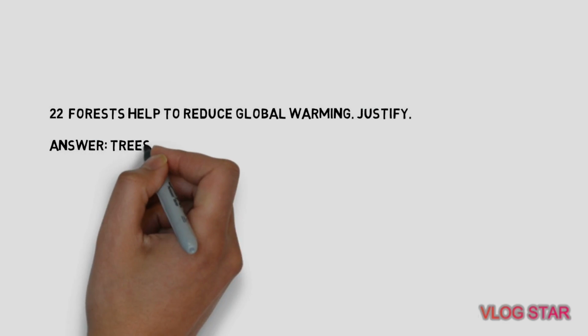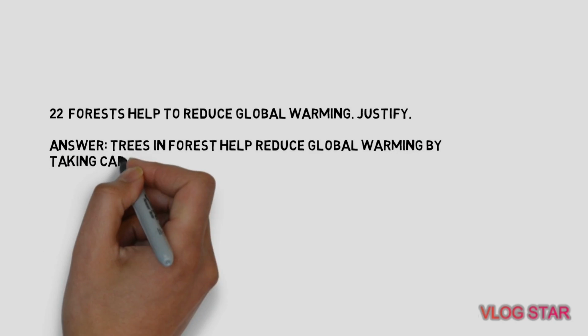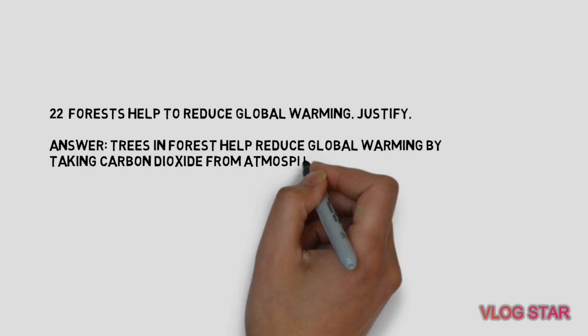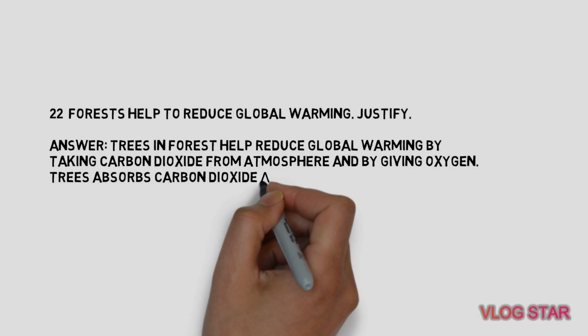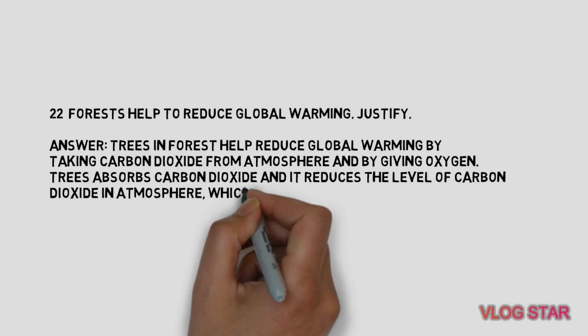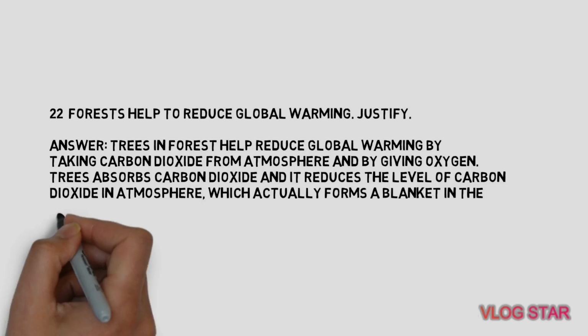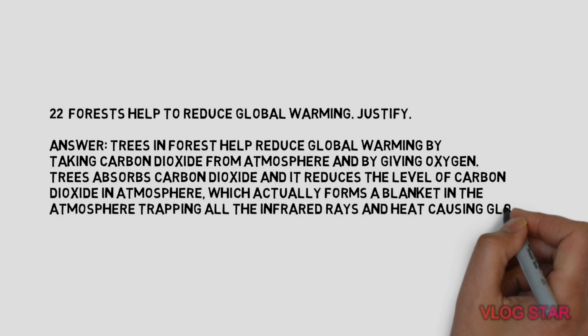Justify. Answer: Trees and forests help reduce global warming by taking carbon dioxide from the atmosphere and by giving oxygen. Trees absorb carbon dioxide and it reduces the level of carbon dioxide in the atmosphere, which actually forms a blanket in the atmosphere, trapping all the infrared rays and heat, causing global warming.